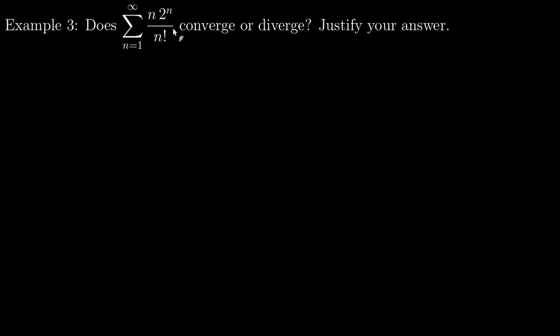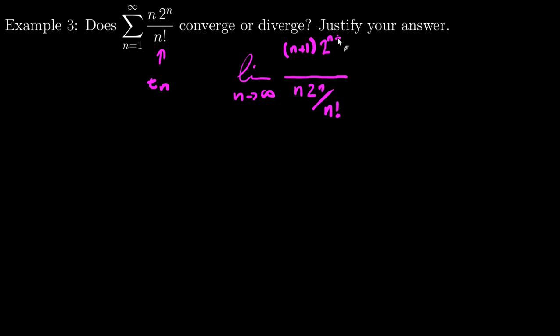Here's one. So this whole mess right here is my general term. So I'm going to start by taking the limit as n approaches infinity of, I'll have this in the denominator, so n 2 to the n over n factorial. And I will have the next term in the numerator, which basically everywhere I saw an n, I'm going to have an n plus 1. So I have n plus 1, 2 to the n plus 1, divided by n plus 1 factorial.